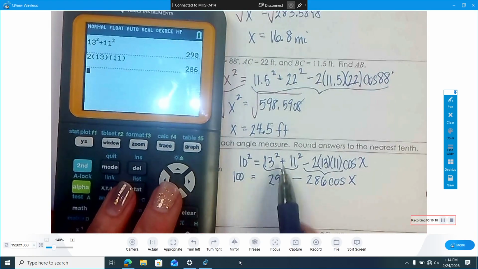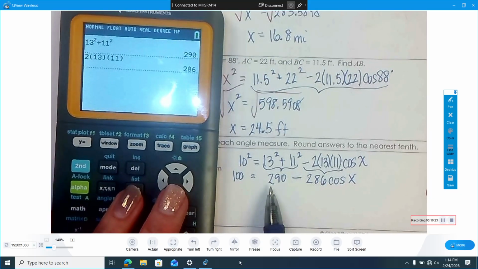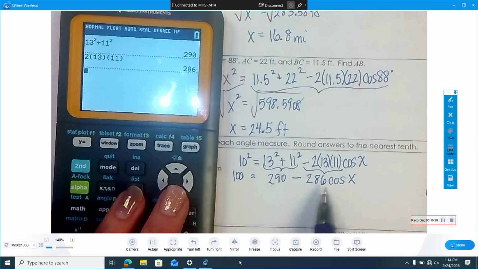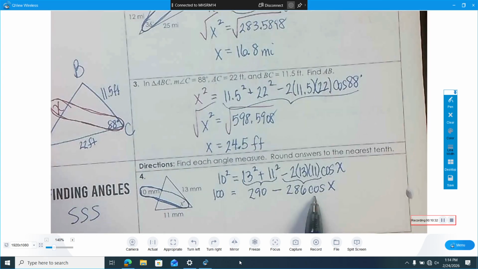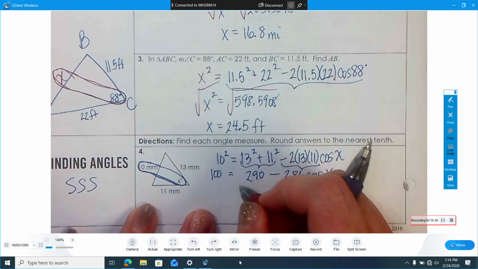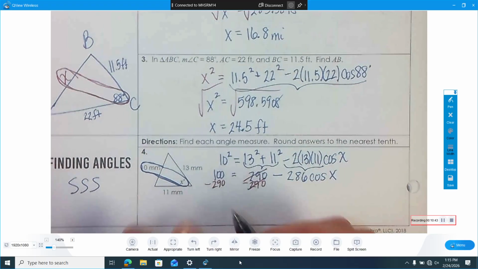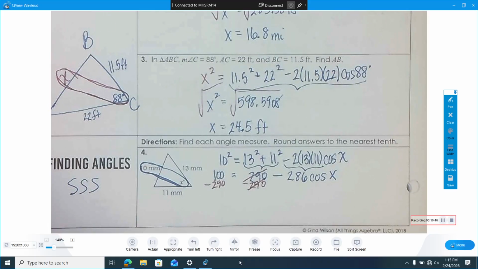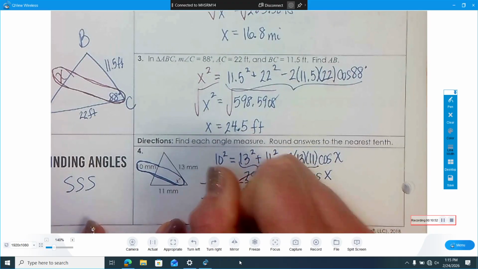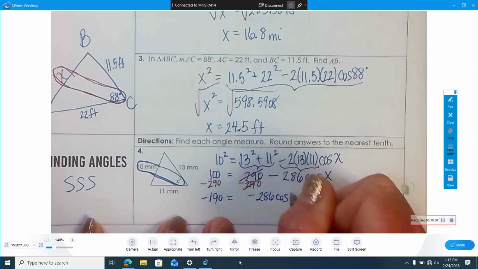All right, so I combined the numbers. I cleaned it up a little bit for what I could. Do not, ladies and gentlemen, do not do 290 minus 286. It is not 4. Don't do that, okay? These are not like terms. They do not combine. Instead, what do I have to do? Subtract 290. Yeah, we have to subtract 290 from both sides. So 100 minus 290 is 190, I hope. Okay. Negative 190 equals negative 286 times the cosine of x.